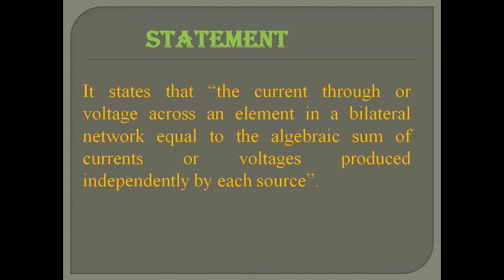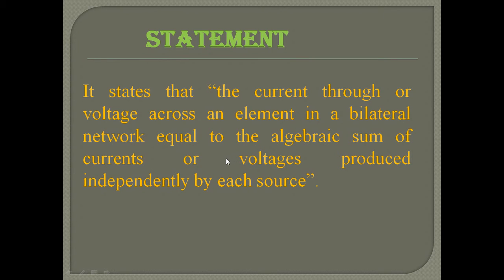The statement of superposition theorem is: the current through or voltage across an element in a bilateral network is equal to the algebraic sum of currents or voltages produced independently by each source. What does it mean? We can find the current through an element or the voltage across that element if we consider individual sources and find the current through the same element, or voltage across it, for each individual source. Then we will get the desired result.